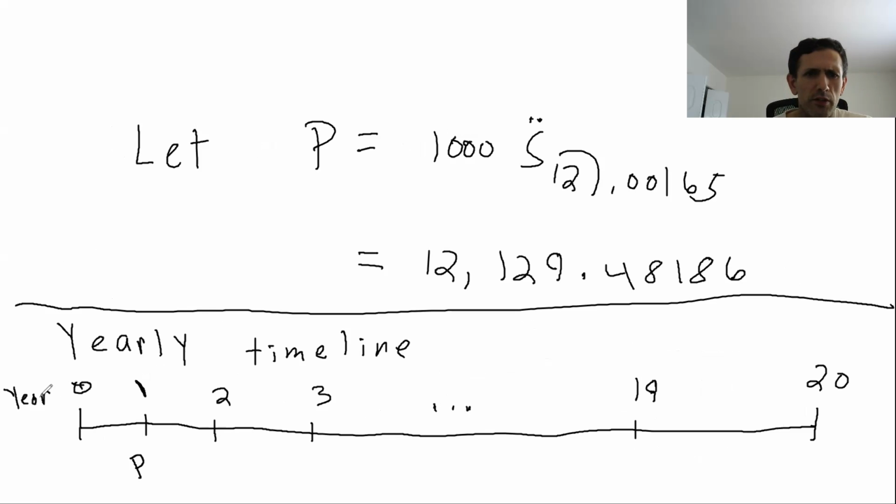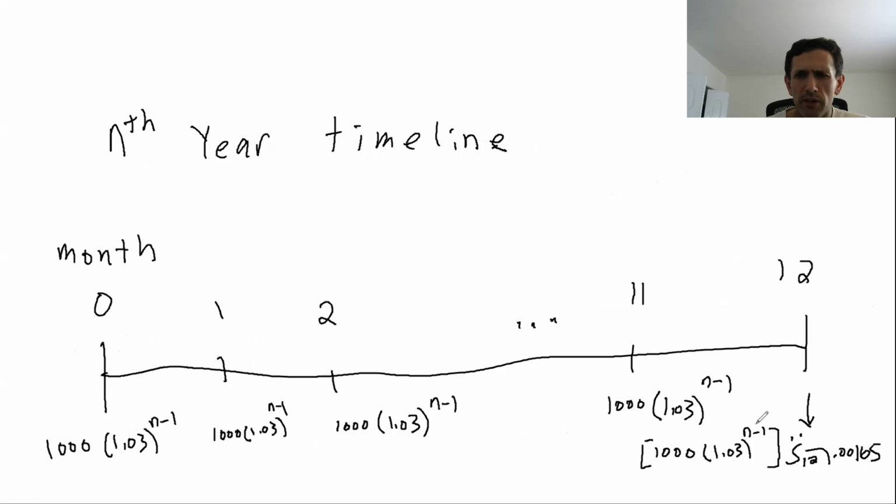This is year 2, so it's 1.03 P, and n equals 3 is 1.03 squared P, going back here. And then just keep going. When we plug in 19, it's going to be to the power 18.